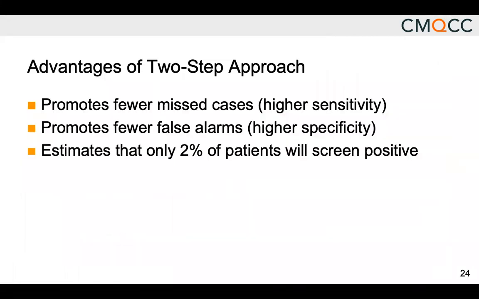So the advantage of the two-step approach is that you have fewer missed cases, which is most important, but you also have fewer false alarms, which has been the problem with many sepsis screening projects in the past, where 5 or 10% get screened positive, and then physicians stop wanting to do the screening process. So all told, somewhere between 1 and 2%, probably 1.5 to 2%, will screen positive, which seems to be a very reasonable number to go on to have the confirmation step. Next slide.